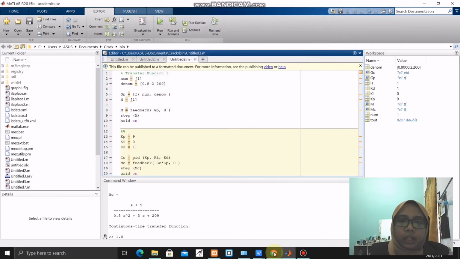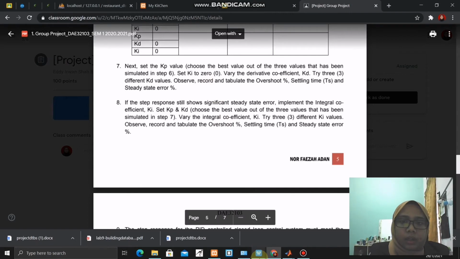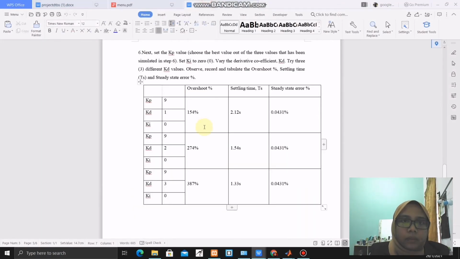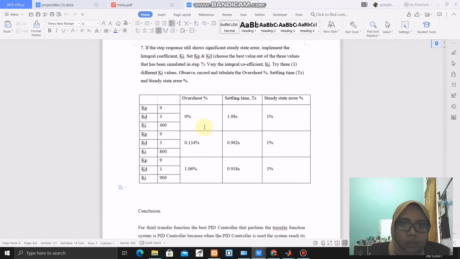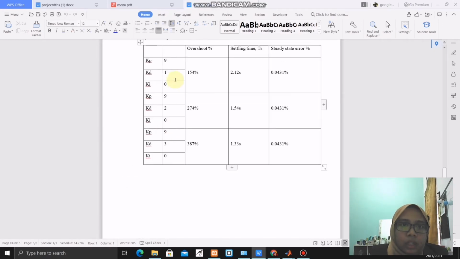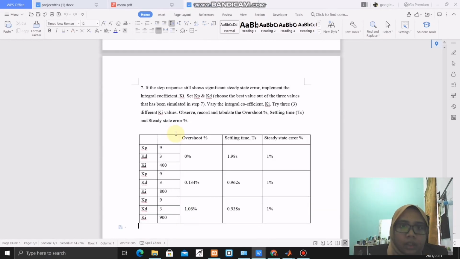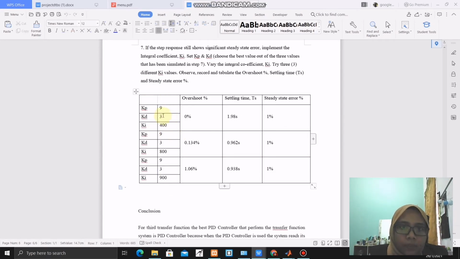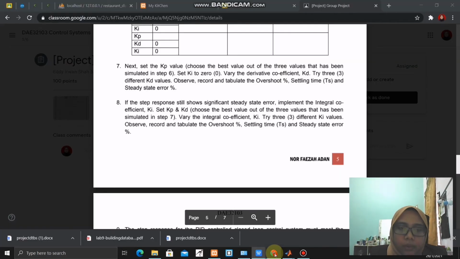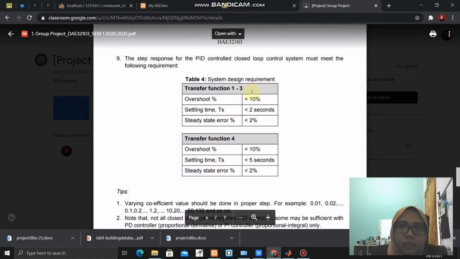After that we have to find KI. To find KI, I choose the value of KD as a constant, which is 3, and KP is 9. My values of KI are very big: 400, 800, and 900. Why did I choose 400, 800, and 900? Because I want to fulfill the system user requirement.